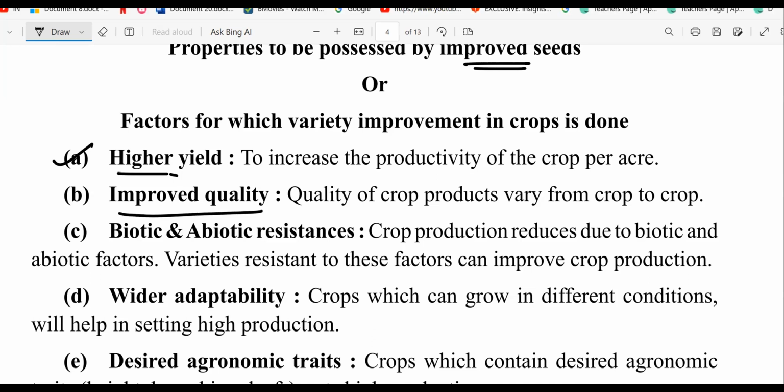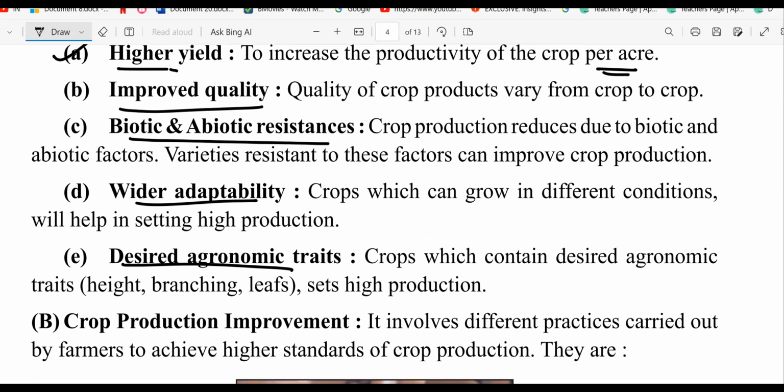Second is improved quality, biotic and abiotic resistance, wider adaptability, desired traits. So how can we improve the variety of the crop? First, if we improve the variety, then higher yield means we increase the productivity of the crop per acre. The second one is improved quality, which means the quality of crop products may vary from crop to crop.